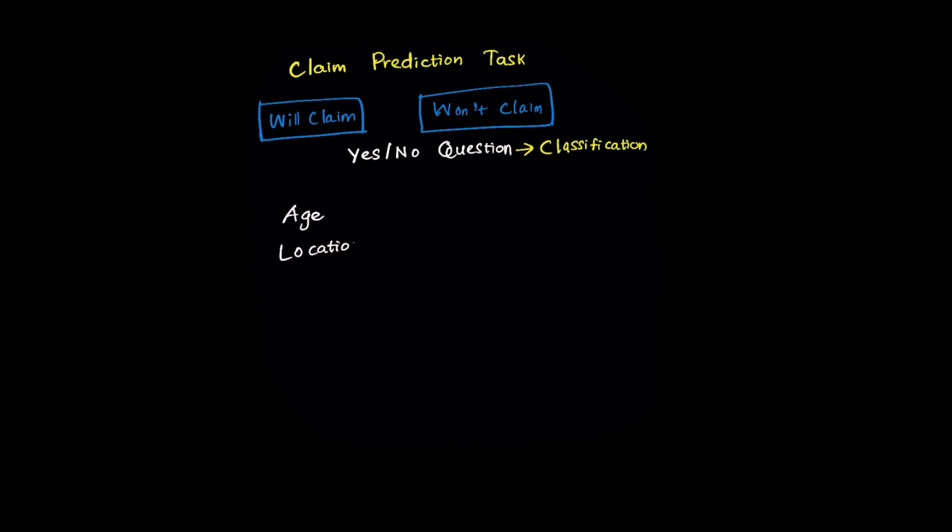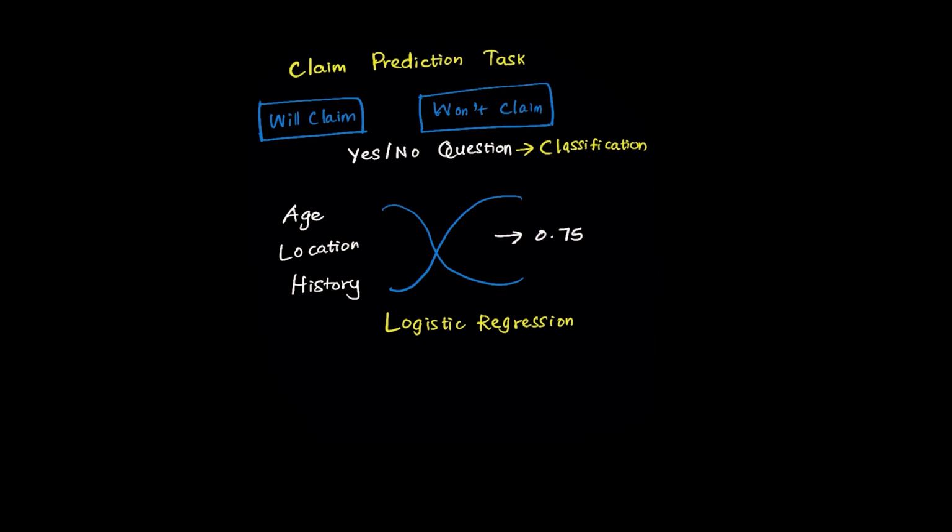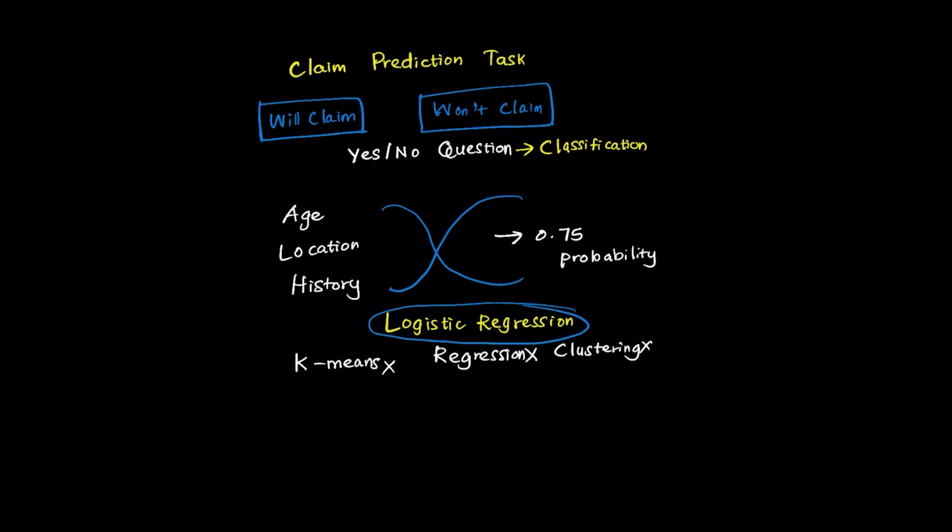Logistic regression, despite having regression in its name, is actually a classification algorithm that outputs probabilities between 0 and 1. It processes multiple features like age, location, and driving history through a sigmoid function to produce claim probability. K-means clusters data without predicting outcomes. Standard regression predicts continuous values like claim amounts, and clustering groups similar customers without making predictions. The combination of binary outcome and probability output makes logistic regression ideal for claim likelihood prediction.